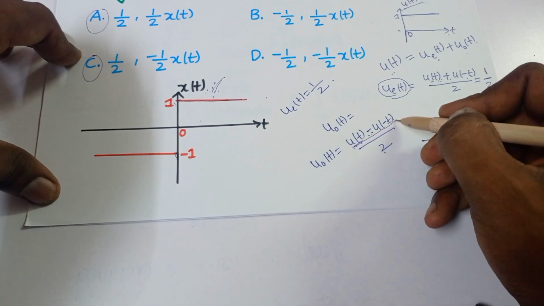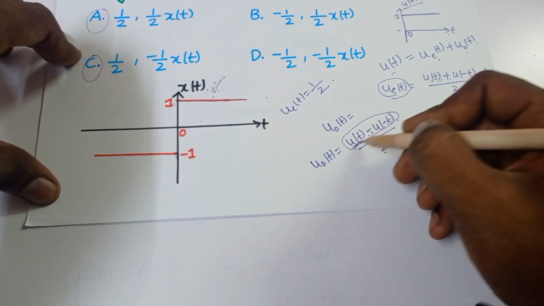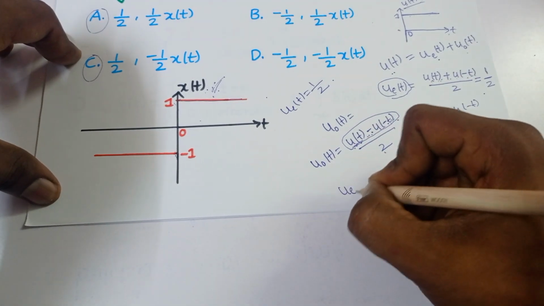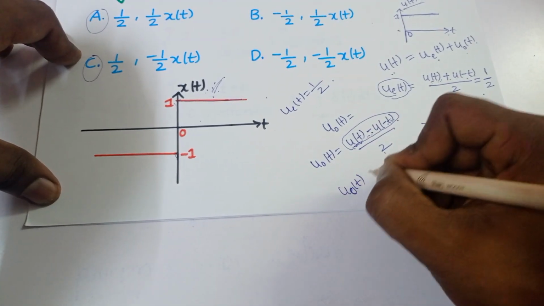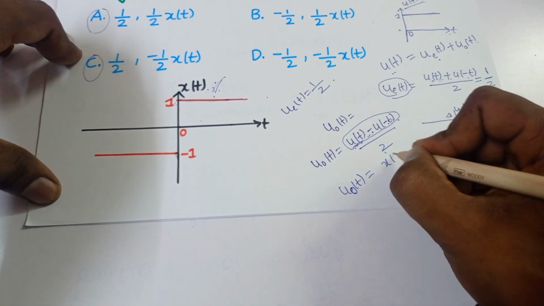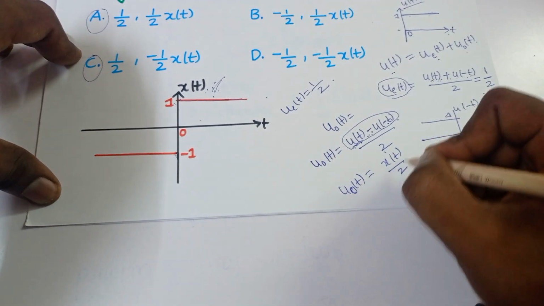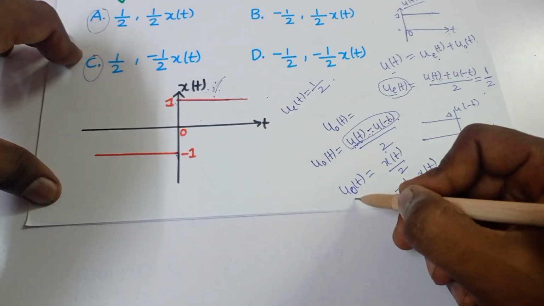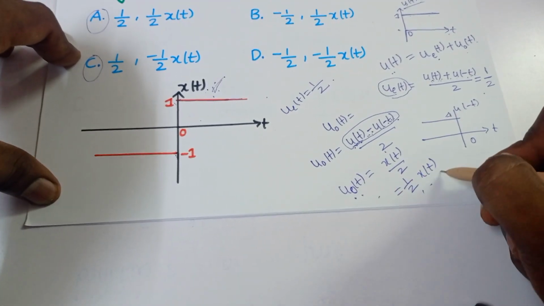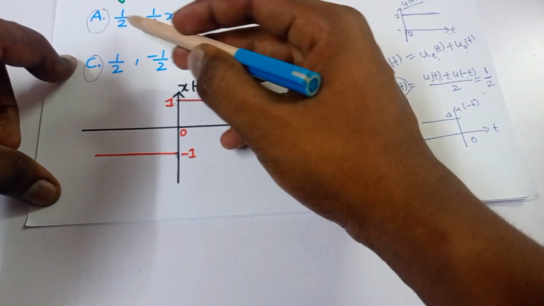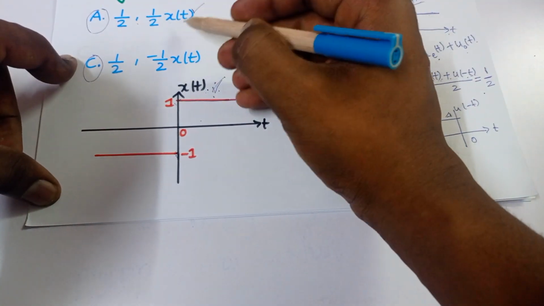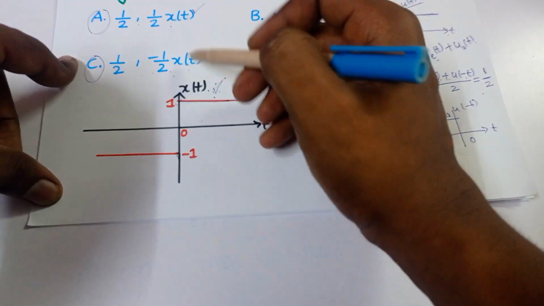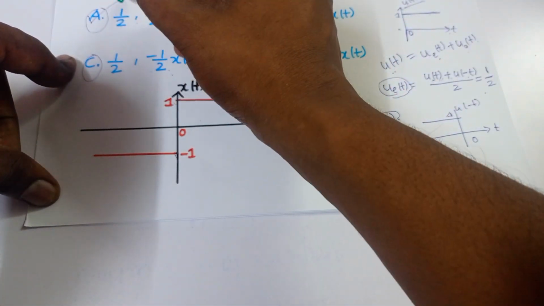We can simply replace this u(t) minus u(minus t) as x(t). Okay, that is the odd part of u(t) is equal to x(t) by 2, that is nothing but 1 by 2 x(t). That is, the odd part of the unit step function is 1 by 2 x(t). Here observe, in option A we have 1 by 2 x(t) as the odd part, but in option C there is minus 1 by 2 x(t). So the correct answer is option A.